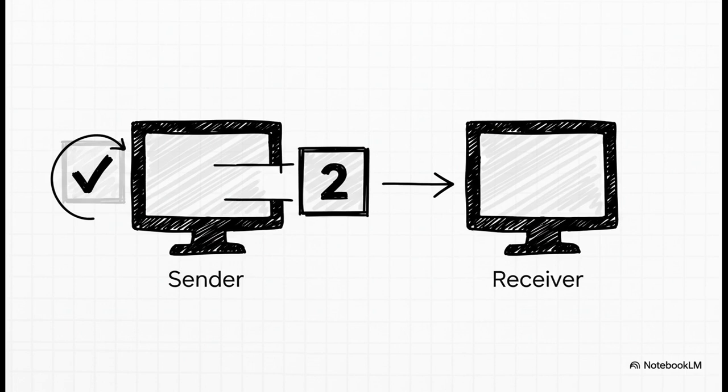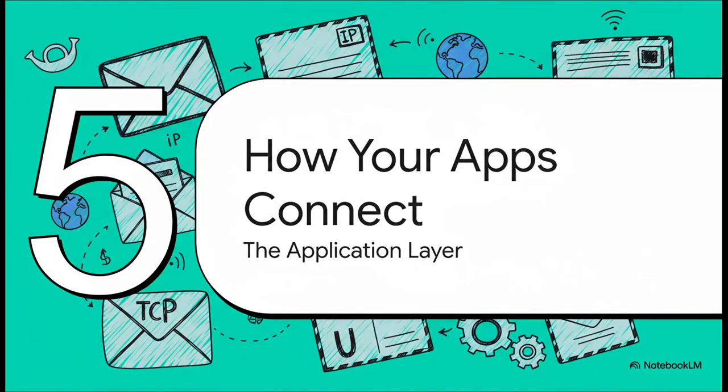This constant back and forth ensures that absolutely no data gets lost in transit. If an acknowledgement doesn't show up for some reason, the sender just resends the packet it's waiting on. Simple as that. Okay, we finally made it to the top of the stack, the application layer.